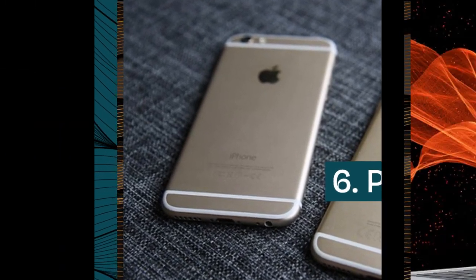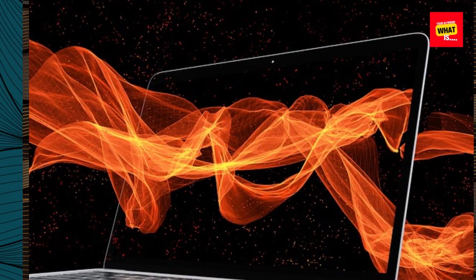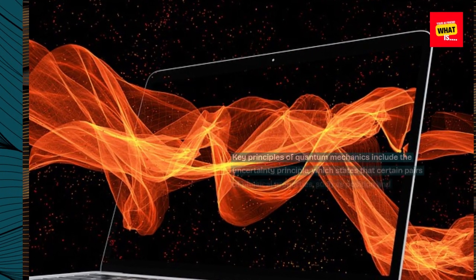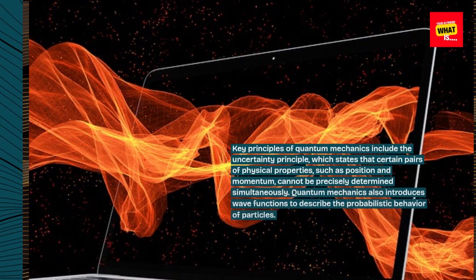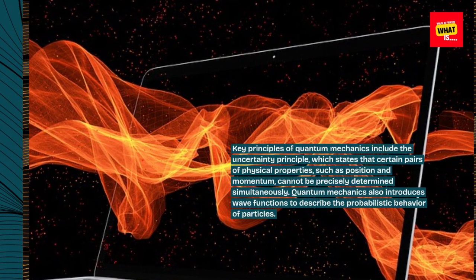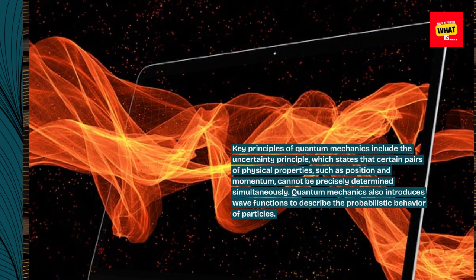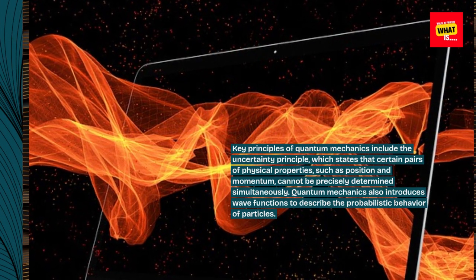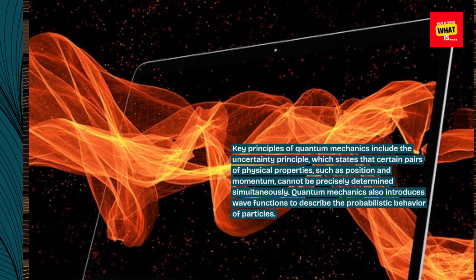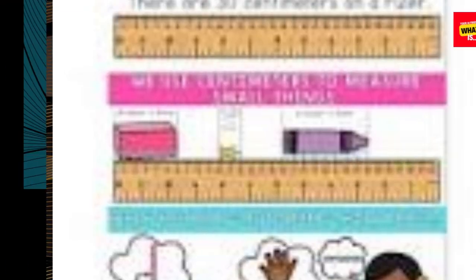6. Principles. Key principles of quantum mechanics include the uncertainty principle, which states that certain pairs of physical properties, such as position and momentum, cannot be precisely determined simultaneously. Quantum mechanics also introduces wave functions to describe the probabilistic behavior of particles.